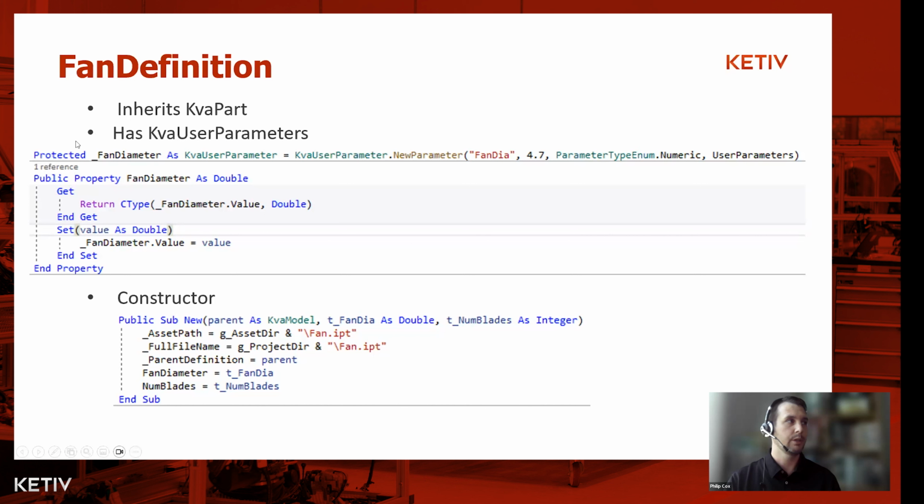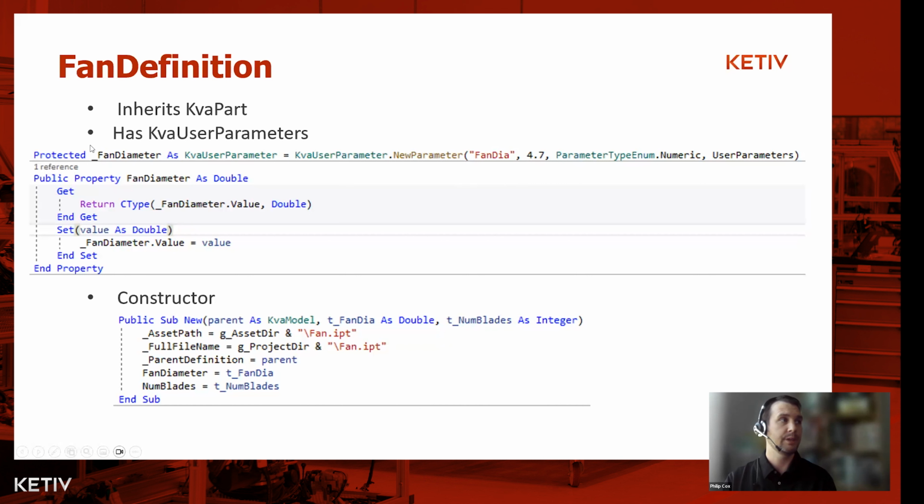a basic property. So we're going to have this protected or private version, underscore fan diameter. This is a KVA user parameter. So that's our special class that we made, that we showed at the very start of this. And then we're going to call that new parameter method. And remember what the new parameter method did. It made a new parameter and it put it in the list of user parameters that was on KVA model. Okay, so we put in the name. So the property name in Inventor is going to be fan dia.